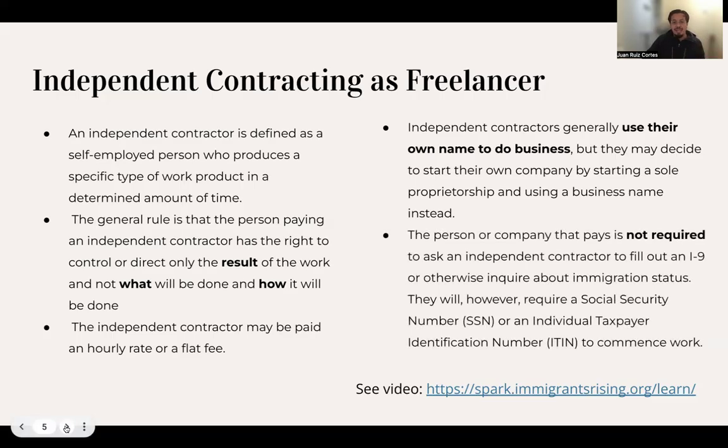The person or company that pays is not required to ask an independent contractor to fill out an I-9. An I-9 is the form that employers provide to their employees so that they can provide proof of work authorization, which basically requires your social security number and proof of employment, right? When you are an independent contractor, if your client will be engaging in business with you and paying you more than $600, then you complete the W-9 form. I'll show you that in a second.